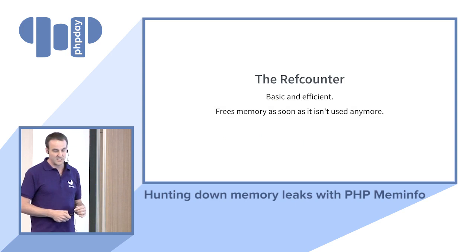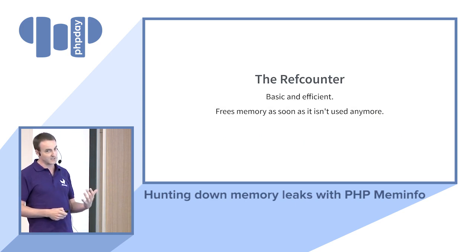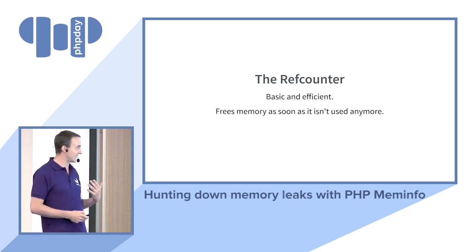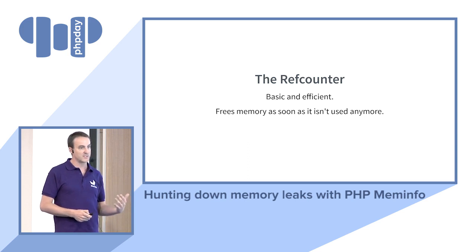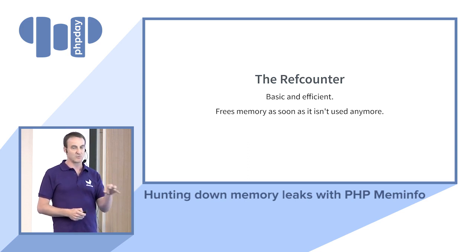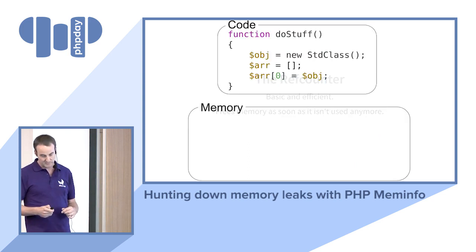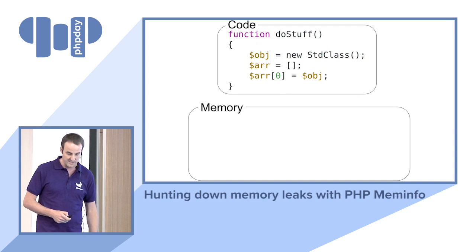The first one is called the ref counter. It's very basic, so it's very efficient and very fast. The idea of the ref counter is that it will remove the memory that you don't use anymore as soon as it's not used anymore. Let's have a look at how it works inside the memory.